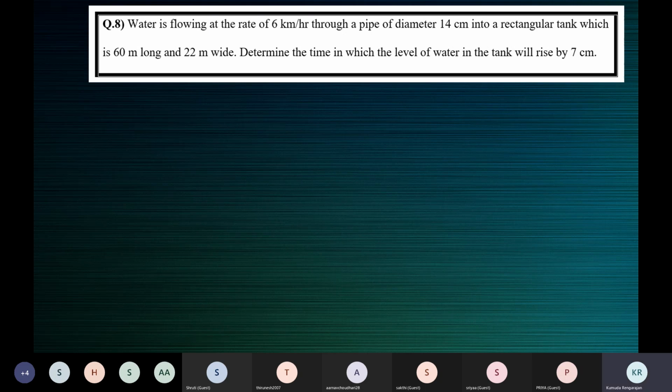Please be careful, convert everything to the same unit. Maybe everything to centimeter or everything to meter. Centimeter is the smallest of the units here. We have 3 units, kilometer, centimeter and meter. You can see the values given in kilometer, centimeter and meter. Convert everything to centimeter.